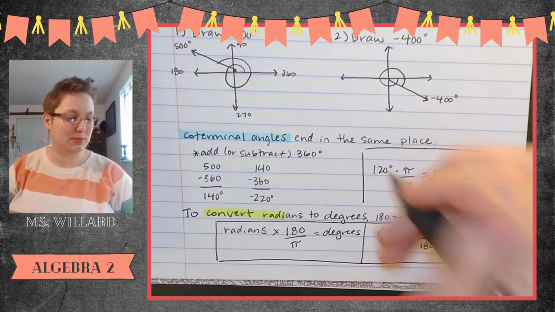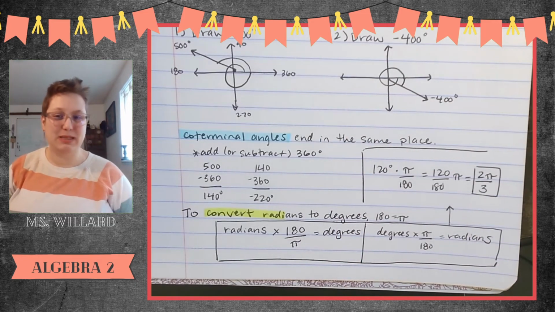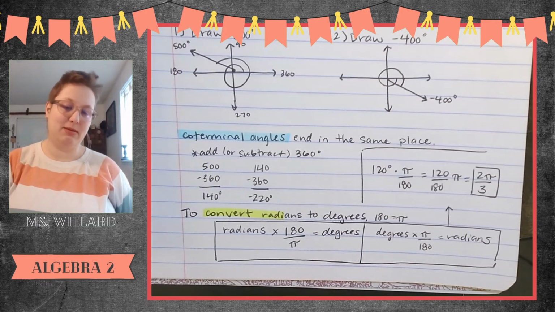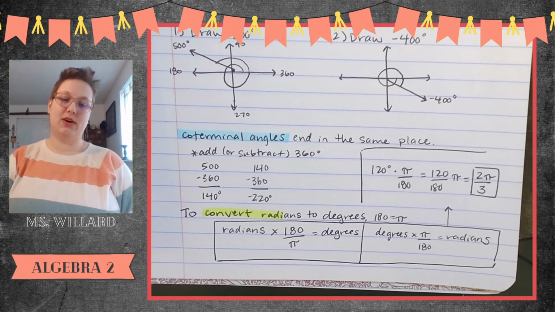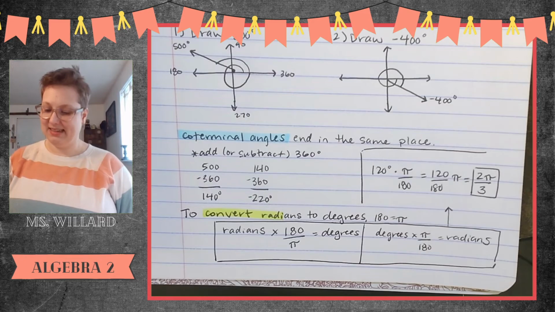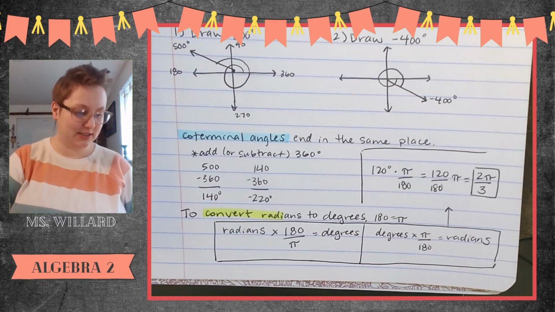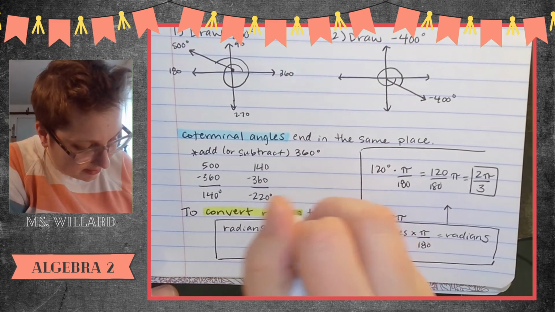I really ran out of room, so I don't want to stress you out too much by doing too many problems. But the other way, I would just cross out the pi's and do the little bit of math that's left. I'm going to finish color coding this radians right here and maybe do a box around this.